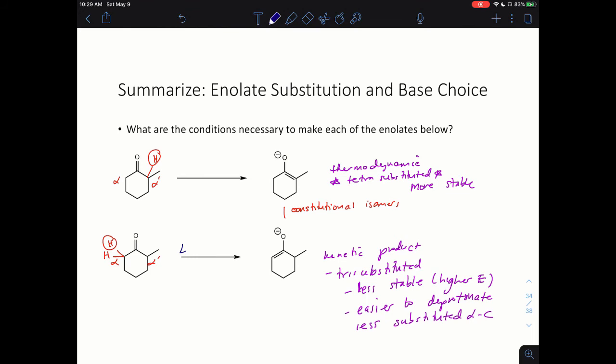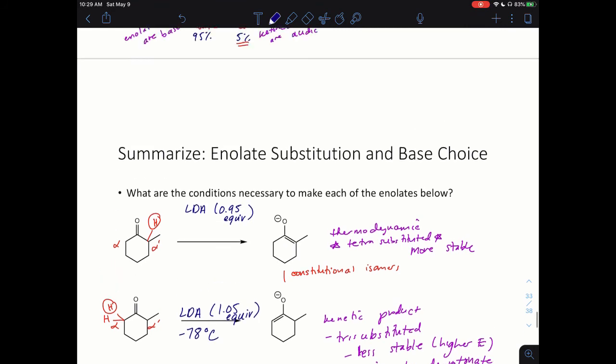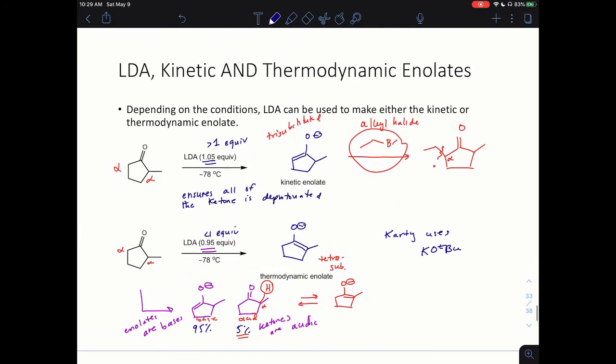So to make the kinetic enolate, you would use LDA. And if you want, you can say a little bit more than 1 equivalent, and you do that at negative 78 degrees Celsius. You always need to have the temperature with LDA. To make the thermodynamic enolate, I've given you 2 choices. You can use a little bit less than 1 equivalent of LDA, and like I said, it first makes the kinetic enolate, but there's a little bit of the unreacted ketone left over, and that acidic alpha carbon allows for equilibration to generate the thermodynamic enolate.